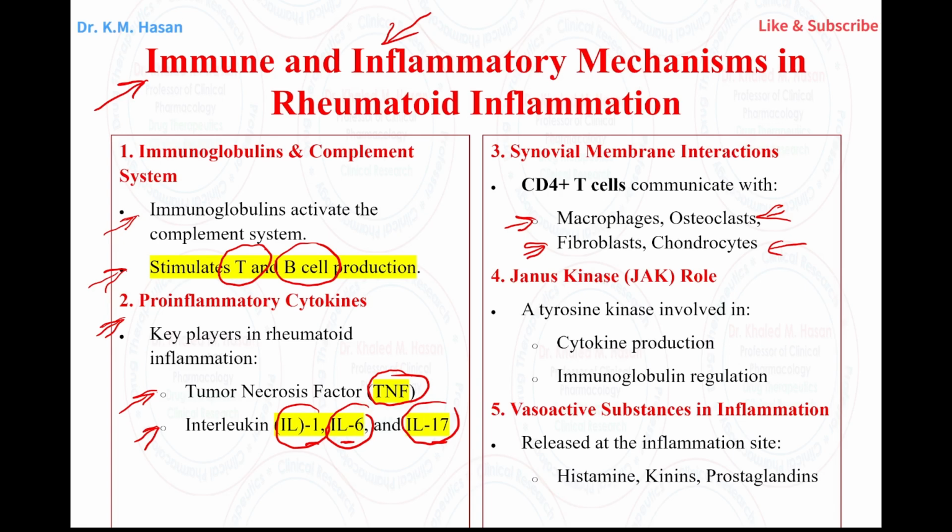Another process involved is a kind of enzyme called Janus kinase enzyme. It's a kind of tyrosine kinase involved in cytokine production, also immunoglobulin regulation. So we have this Janus kinase involved in the tyrosine kinase activation of cytokine and immunoglobulin. Also, when we have this inflammation, this will lead to the release of other inflammatory factors such as histamine, kinin, and prostaglandin.